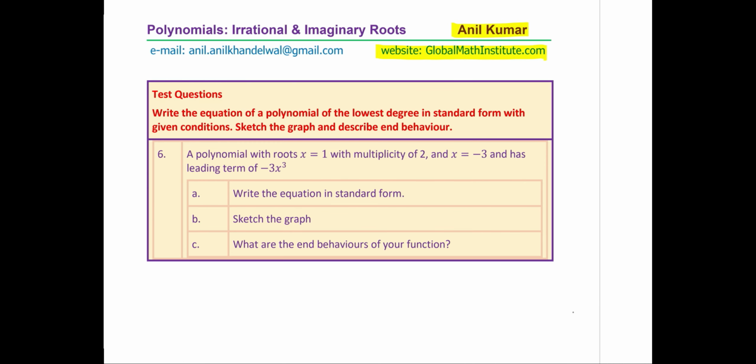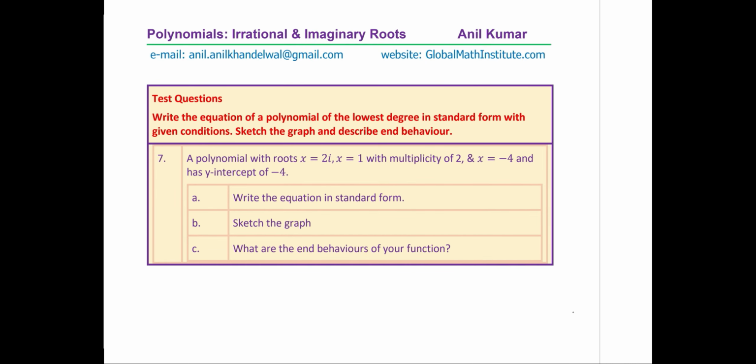Now, we'll consider question number 6, which is a polynomial with roots x equals 1 with multiplicity of 2 and x equals minus 3 and has leading term of minus 3x cubed. Write the equation in standard form, sketch the graph. What are the end behaviors of your function? That is question number 6.